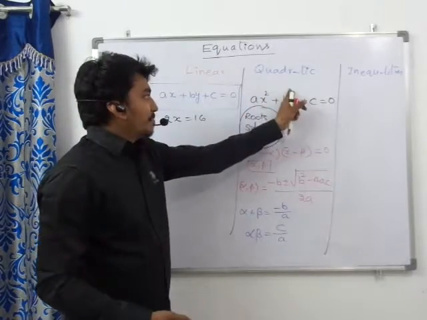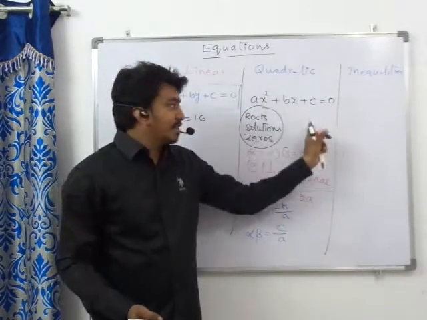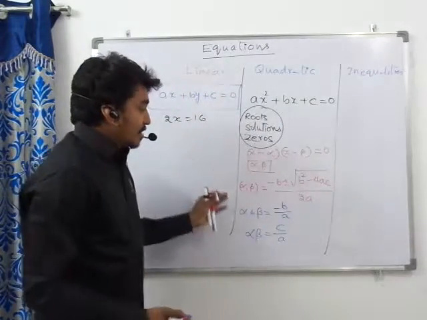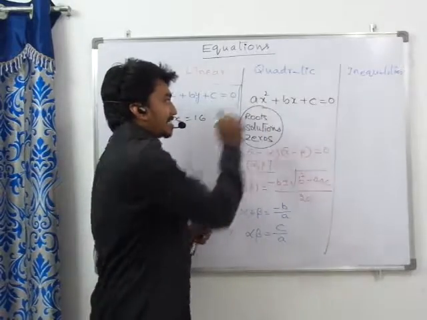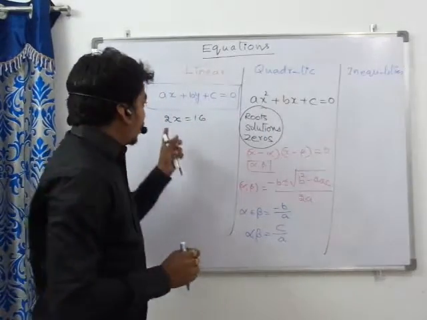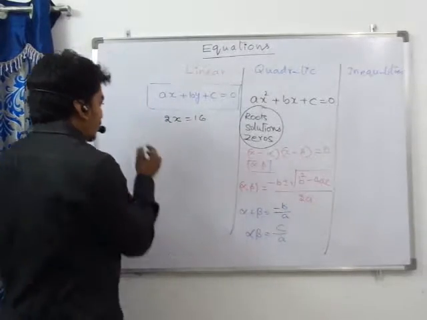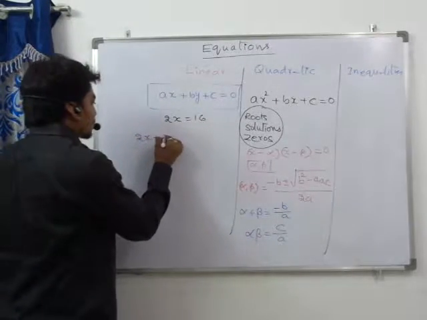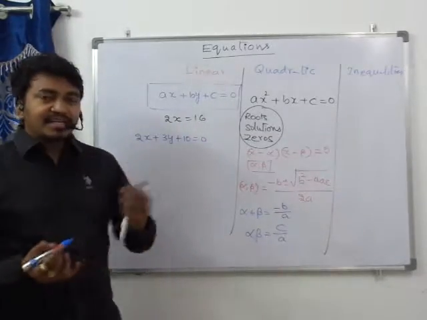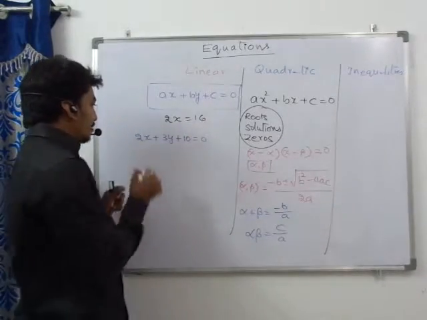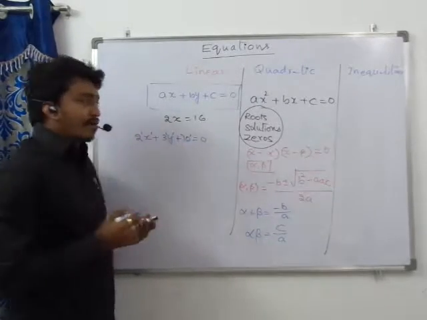In ax squared plus bx plus c, a is the x squared coefficient, b is the x coefficient, and c is the constant term. This is a quadratic equation in a single variable; here x is the only variable. Now a linear equation can be in two variables also. Suppose I write 2x plus 3y plus 10 equal to 0. This is a linear equation with two variables: x is a variable, y is a variable, and 10 is a constant term.